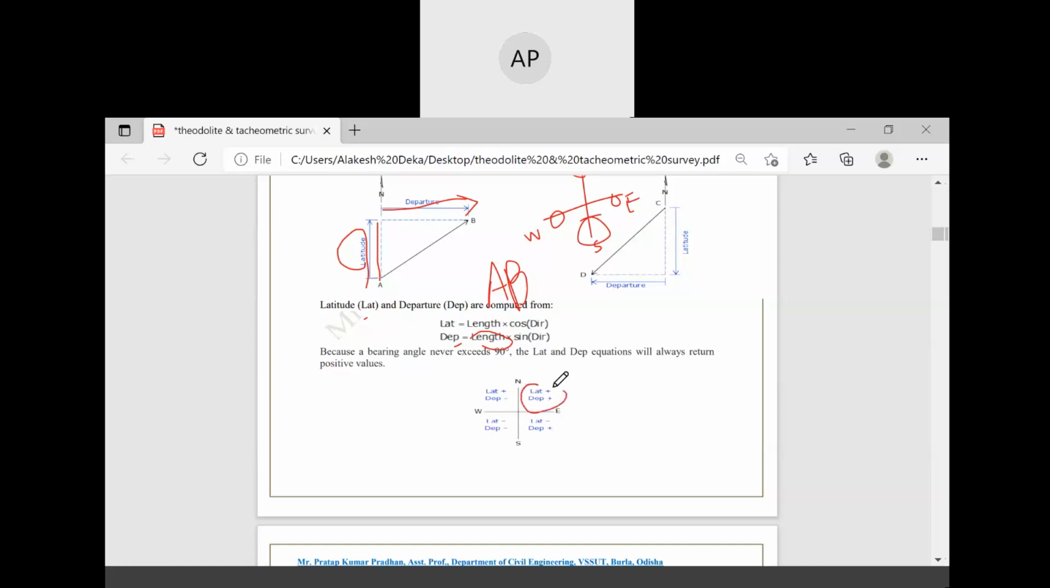In this quadrant, latitude is positive, departure is also positive. Here, latitude is negative, departure is positive. Isn't it? These are important because you should know the departure. This figure, you should remember this figure. So this way departure, this way latitude. Here departure is also negative, that was also negative. This is the departure, this is the latitude. Okay?